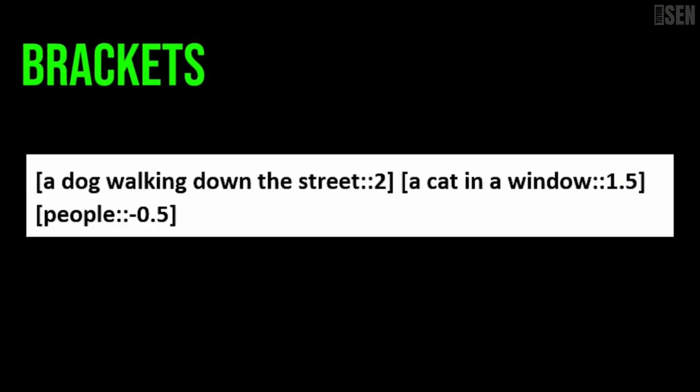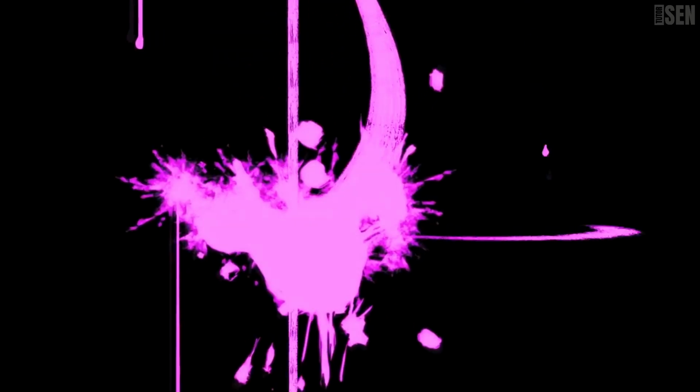Lastly, we can also use brackets to organize our prompts. Like this example, a dog walking down the street, double colon 2, a cat in a window, double colon 1.5, people, double colon negative 0.5. Where the dog in the street is a little more important than the cat in a window, and no people should be present in the image. Okay, I know you must be dying to see some examples, right? Let's take a look at some, shall we?